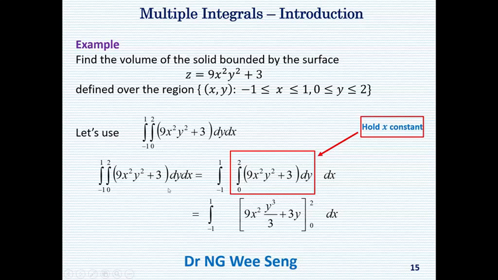Recall what we learned earlier: we compute the inner integral with respect to y, keeping in mind that now x is a constant. So for the first term, you keep 9x squared and integrate y squared with respect to y. That will give y cubed divided by 3. Integration of the number 3 with respect to y will give 3y. And now we substitute 2 and 0 into y, leaving x as it is.